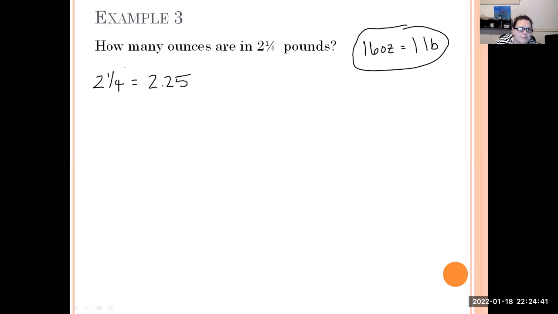And oh, I forgot to write pounds. Pounds. Can't have the unit. You can't do a unit conversion without a unit. So now we're going to convert.